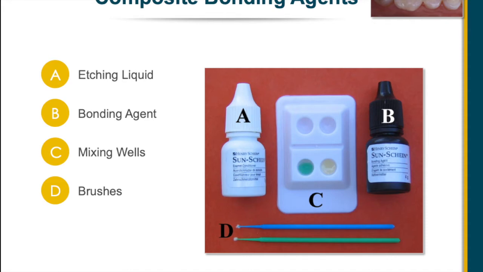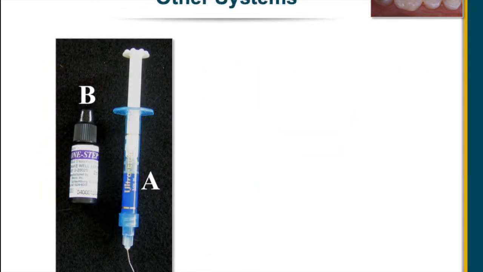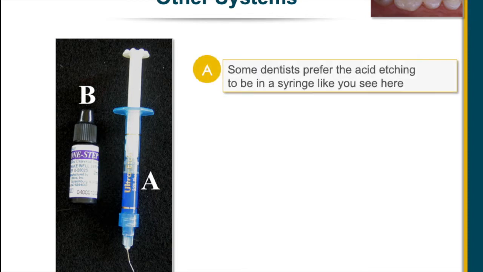You don't need to know the specifics until you start working in an office, and then they will teach you the specifics of the bonding agent they want. But I need you to understand the concept of bonding and bonding agents. Here's another system that requires an etchant that comes in a little syringe, and then it's called one step. So that gives you an idea that there's probably not 2 bottles for this particular bonding system.